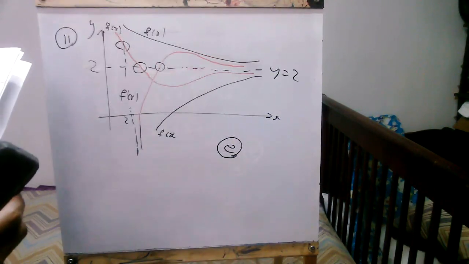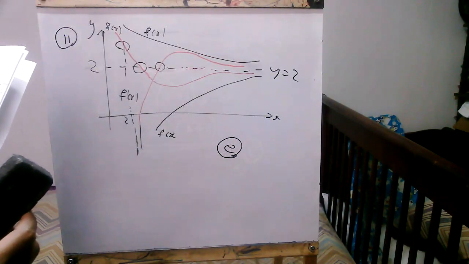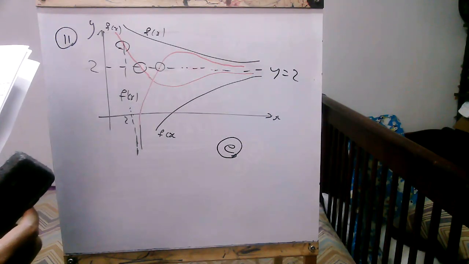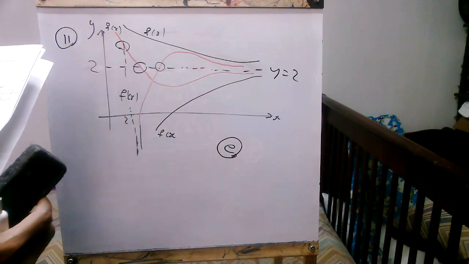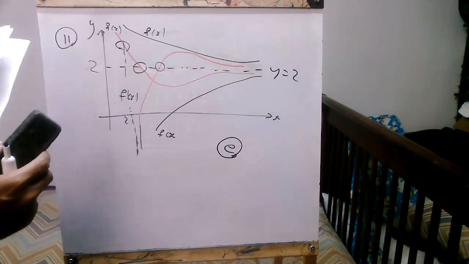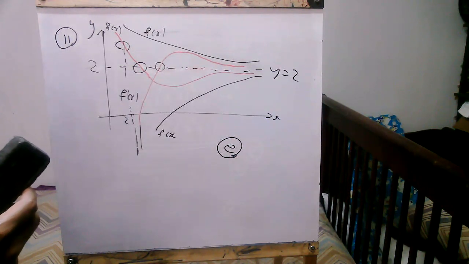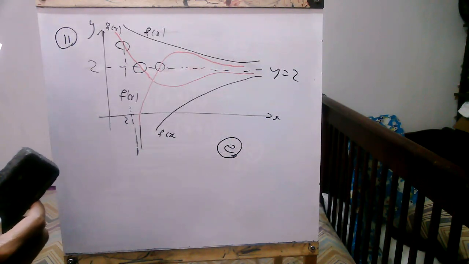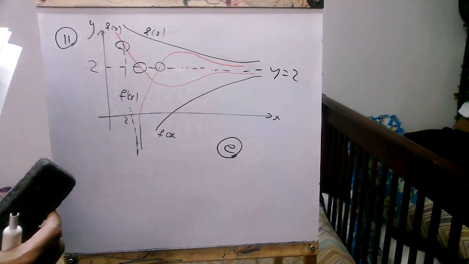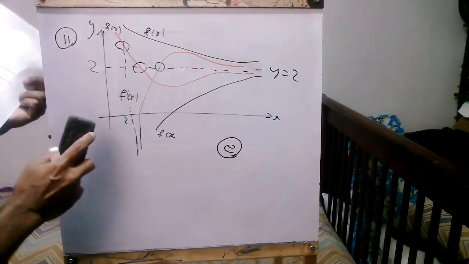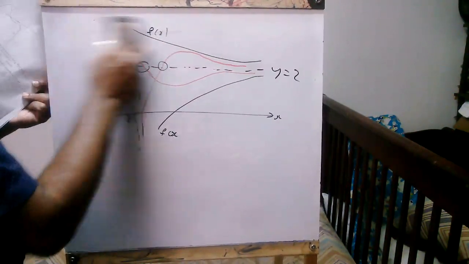Number 12. A company charges $12 for a particular item that costs the company $4 per unit to produce, with a daily overhead of $3,000. How many items must the company produce each day in order to break even? I'm going to erase this. At the break-even point we know cost equals revenue, right?